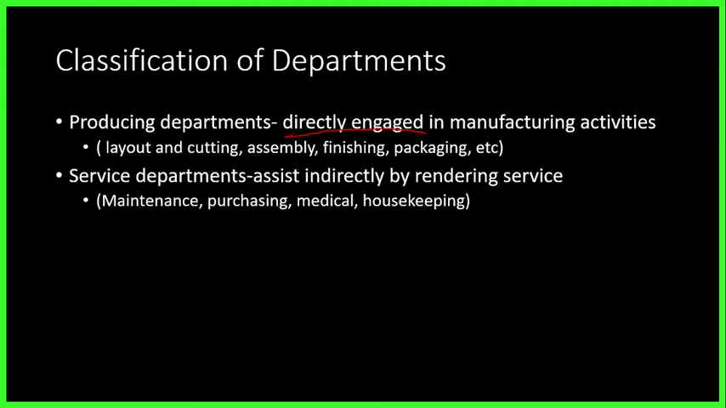so on. And then you also have your servicing or service departments. Okay, they assist indirectly by rendering service to your production departments, no? Like, for example, maintenance and housekeeping, purchasing, if you have a medical department. Okay, they assist the producing departments. Okay, so ganun yun.